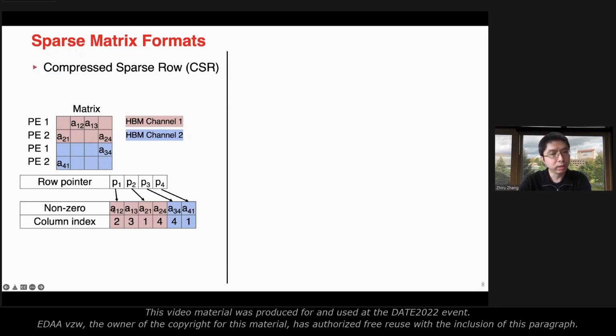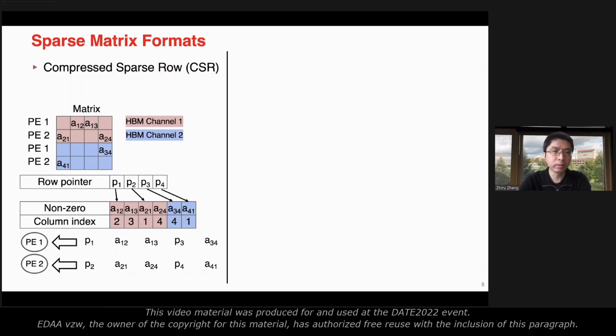We do have contiguous memory access for each row, if you look at these non-zeros. But the moment we think about parallelization, and also the moment we think about accessing this kind of HBM memory, things are different. Let's say I want to parallelize. I have two processing engines, PE1 and PE2, and I want to parallelize across the rows when I do the SpMV execution.